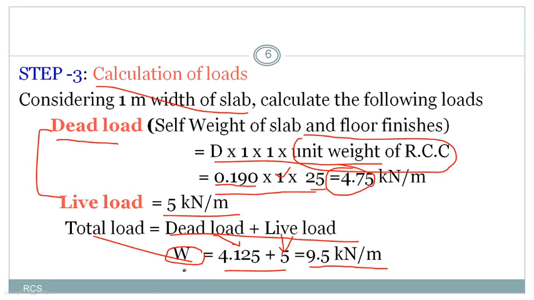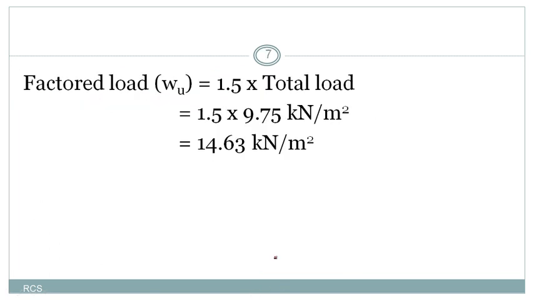But we have to enhance this load by using a factor of safety, the partial factor of safety, that is 1.5. So this 1.5 multiplied by total load 9.75, and if we multiply that, we'll get 14.63 kilonewton per meter, right? Like that we can calculate the factored load.